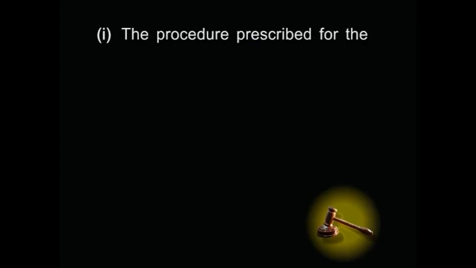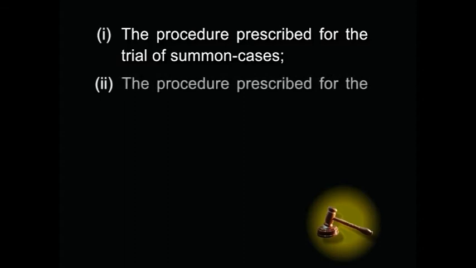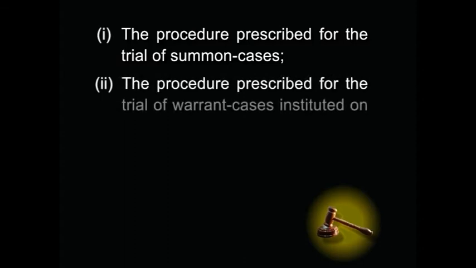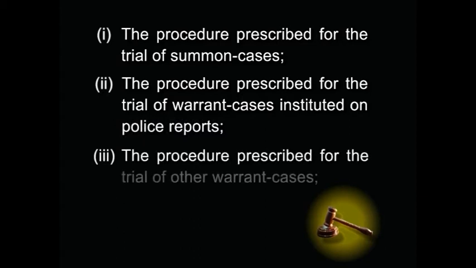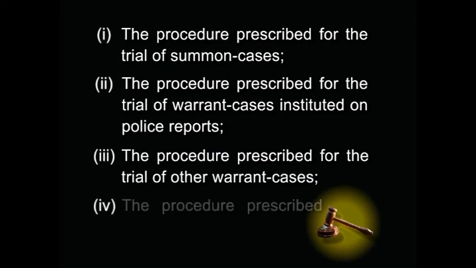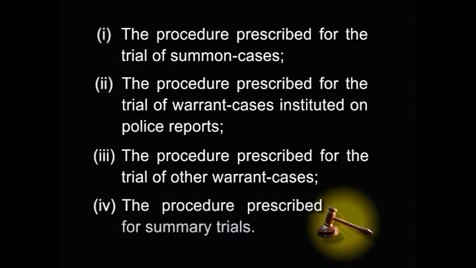The Code of Criminal Procedure recognizes 4 distinct methods of procedure in the trial of criminal cases by magistrates, which are: number 1, the procedure prescribed for the trial of summons cases. Number 2, the procedure prescribed for the trial of warrant cases instituted on police reports. Number 3, the procedure prescribed for the trial of other warrant cases, and lastly, the procedure prescribed for summary trials.